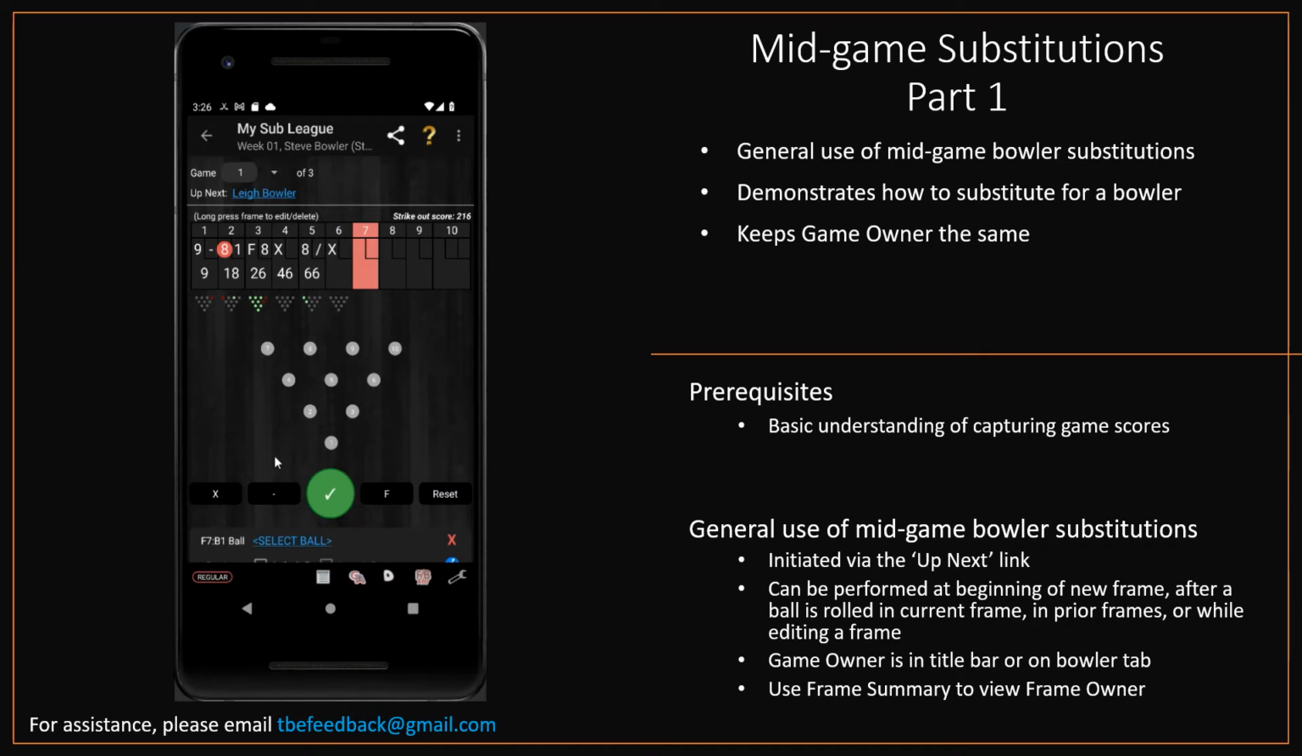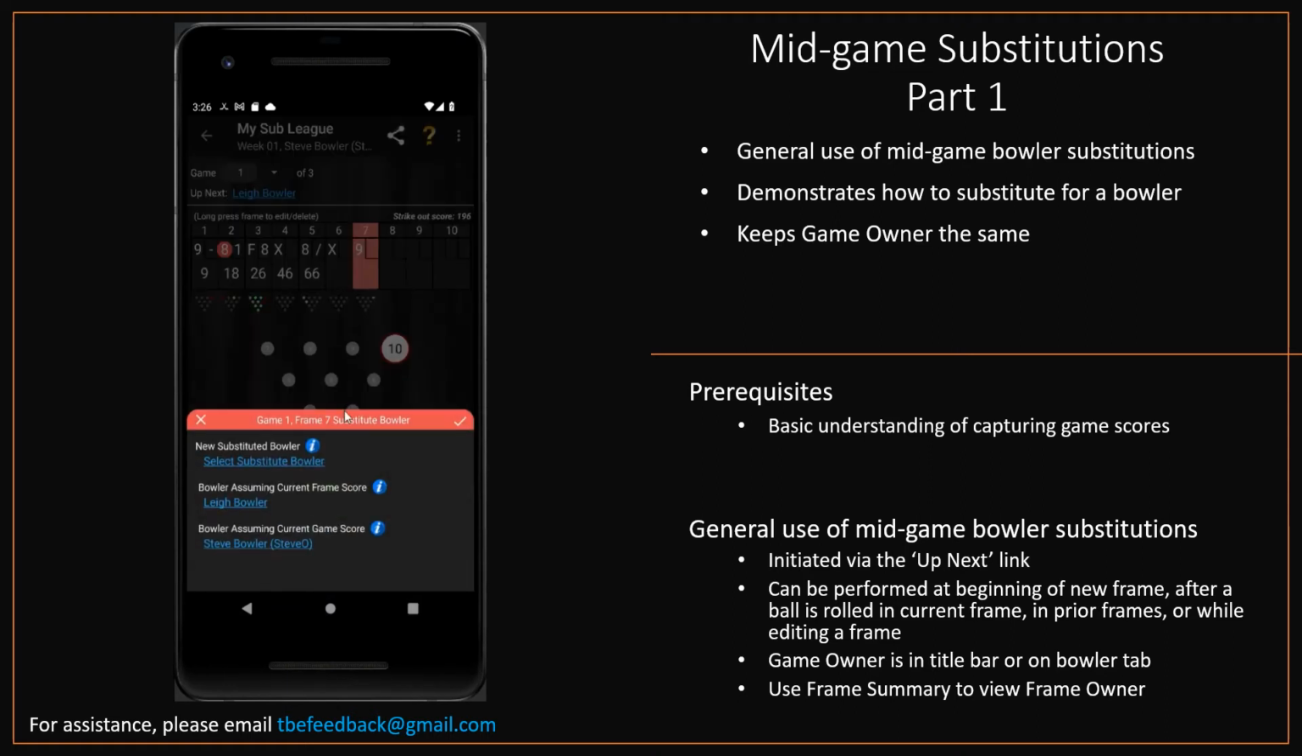Okay, a few other scenarios where substitution can occur. A substitute can occur mid-frame, meaning one bowler starts a frame and another bowler finishes. So to demonstrate, let's assume Lee rolls a 9 count on the first ball. The coach decides to pull Lee and replace with a sub. So let's click the up next link, click select substitute bowler, and in this case we'll choose Taylor.